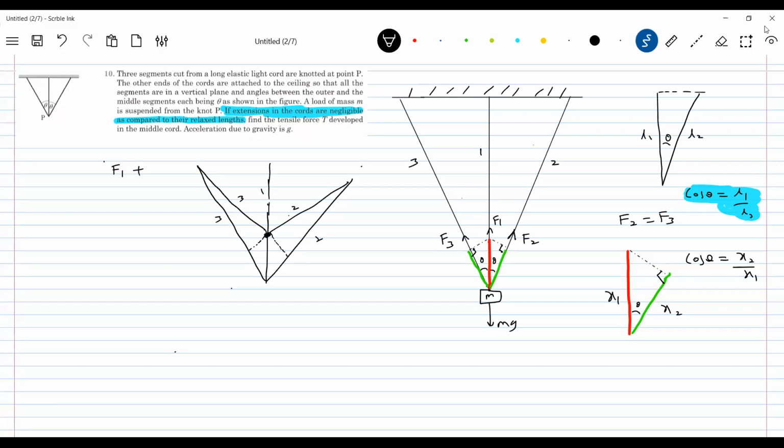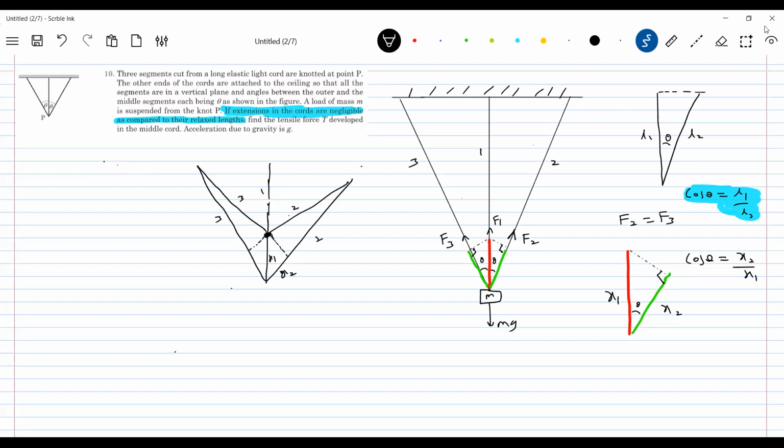Okay, got this. This was the position, no? So here, how much did it get elongated? This much is the elongation x2. This is x1. Practically, this is what happens here. So then the angle also changes, right? But what he said, extensions are very small, no?